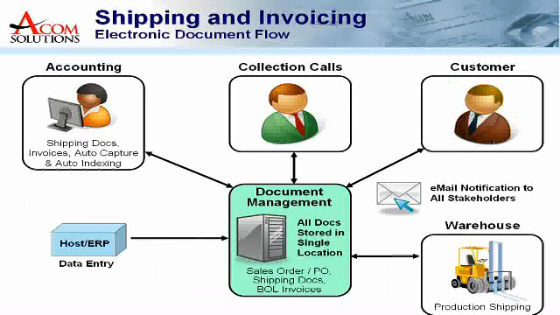But then the documents are stored electronically, they're indexed, and they're all in one central location. So from here, the customer can receive electronic notification of that invoice, as well as any shipping documents, in the way that they want to receive it based on their preference. The warehouse can also access the bill of lading and the shipping notices when and if they need to. And the collections department can now access the electronic documents as they need it.